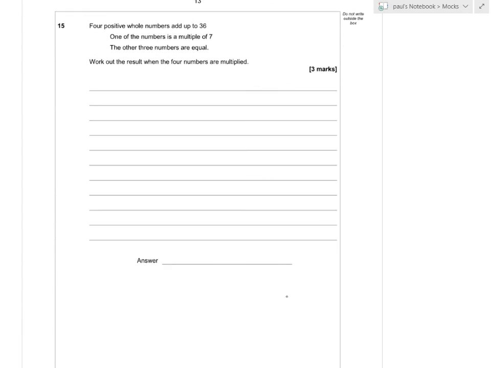4 positive whole numbers add up to 37. One of the numbers is a multiple of 7, the other three numbers are equal. So, if I take 36 and take away the 7, I will equal 29. Can I divide that by 3? No. So that's not right. So if I take away 36 and take away 14, I get 12. Can I divide that by 3? Yes. So the other three numbers are equal, which is 4. So I'm going to get 4, 4, 4, and 14.